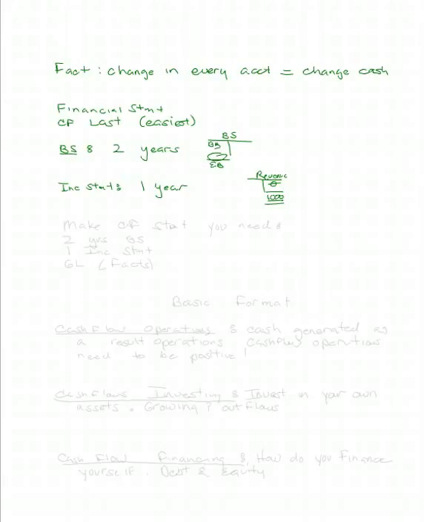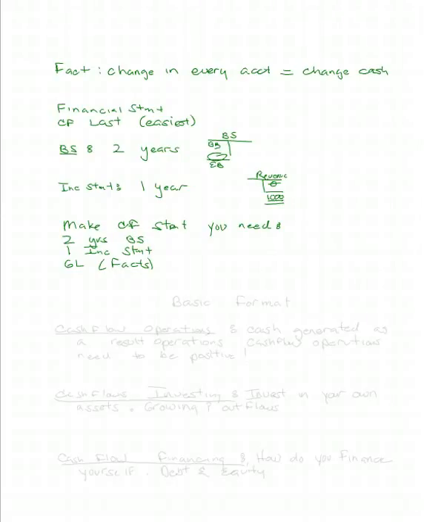So, to make a cash flow statement, you need to have 2 years worth of balance sheets, 1 income statement, and then you usually need to know the general ledger so you can look up other facts. Since we don't have a general ledger, you will be given facts. So we're going to use this format to proceed.